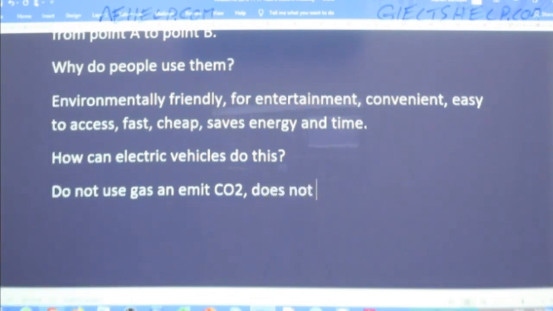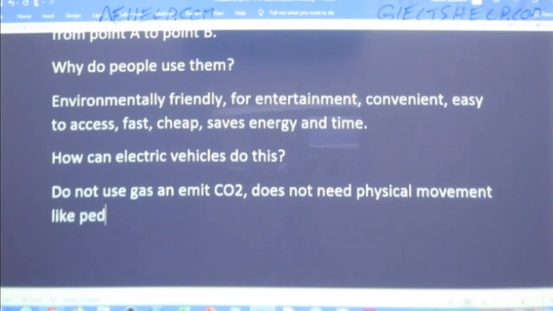Does not need physical movement like pedaling. Pedaling a bike. Okay. Sure. How does it save time?